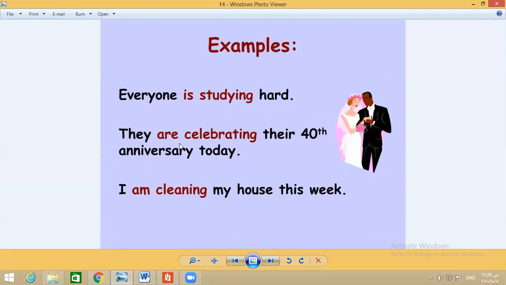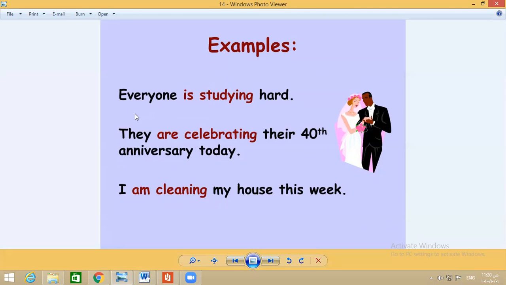Let's look at the example. Everyone is studying hard. So now I made my sentence correctly. I used the verb to be. Everyone takes is. I used the verb study and I added ing to it at the end. So everyone is studying hard. Excellent. That's an excellent sentence.